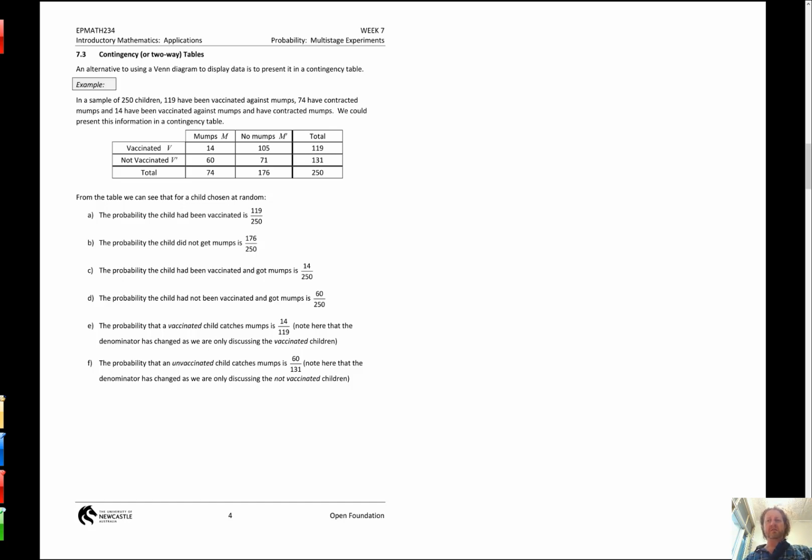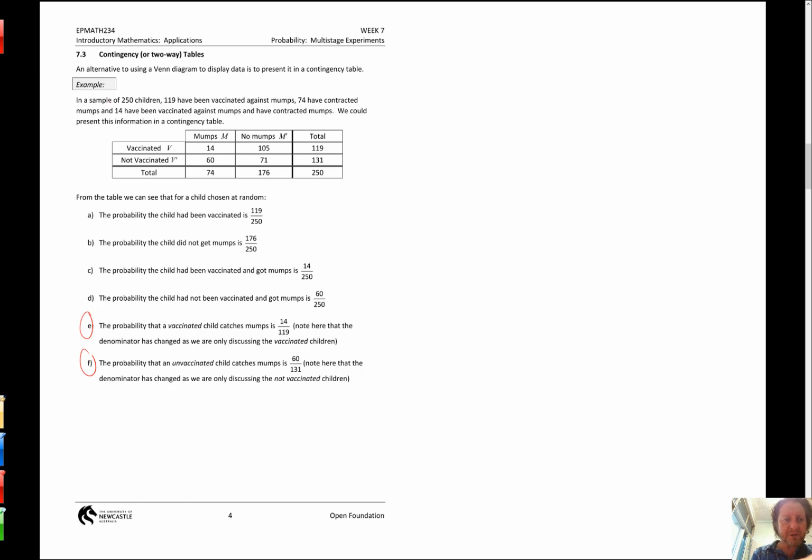You can use them instead of tree diagrams, okay? Now it depends on the situation, but they're just another way to represent data. Within this contingency table, we can still get conditional probability questions, and we'll see soon that E and F are more examples of conditional probability. But let's look at the table and then we'll work out what questions are conditional, or why I say E and F are conditional and why the others aren't.